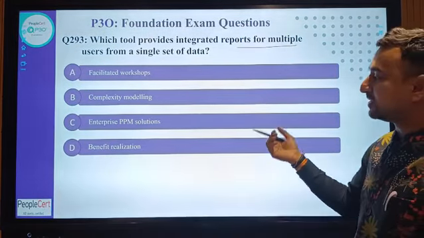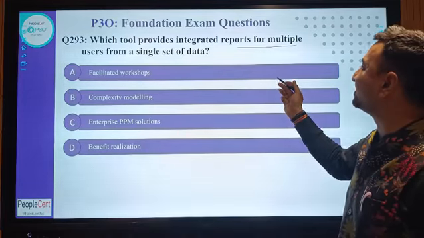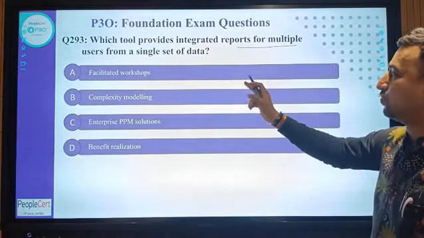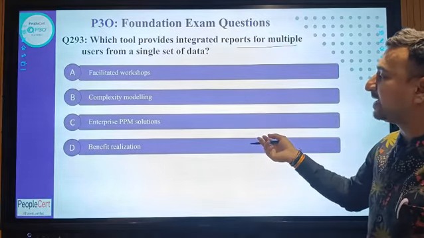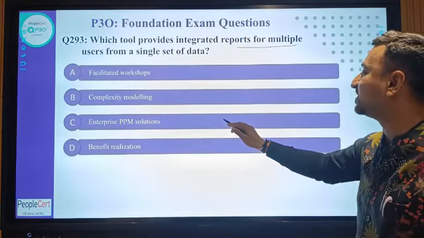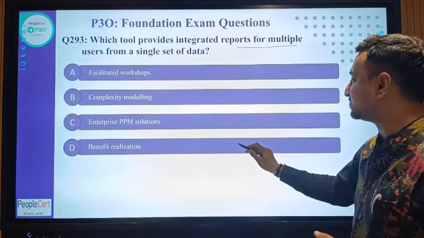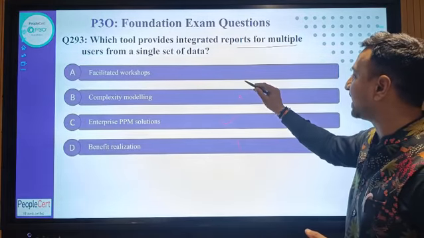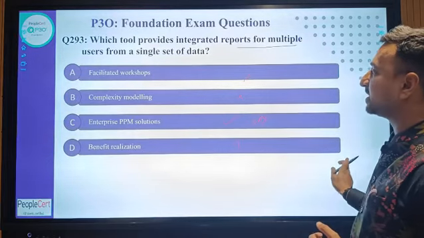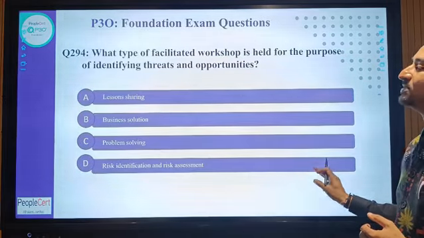Question 293 says, which tools provide integrated reports for multiple users from a single set of data? Facilitation workshop is a technique, it is not a tool. Complexity modeling, again a technique, it's not a tool. Enterprise P3O solution is an example of a tool, and benefit realization is a technique. So these are all techniques, it is only your tool. So I believe C would be the most correct answer over here. Yes, that is the correct one. Let's move to the next.